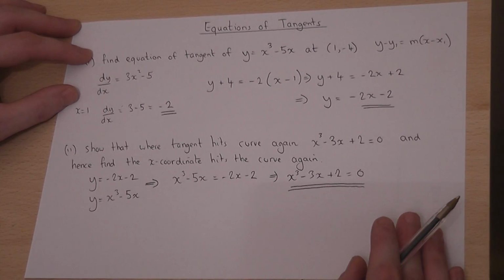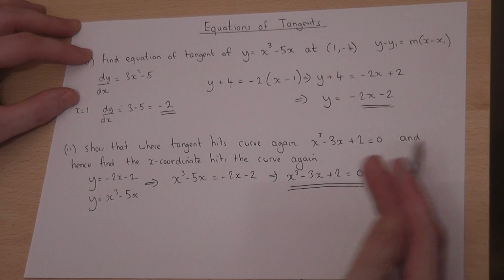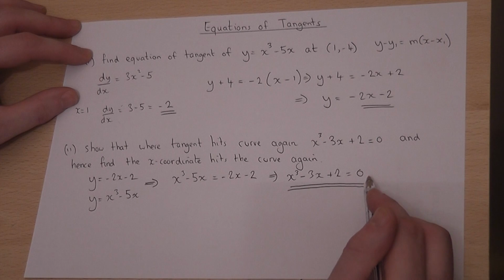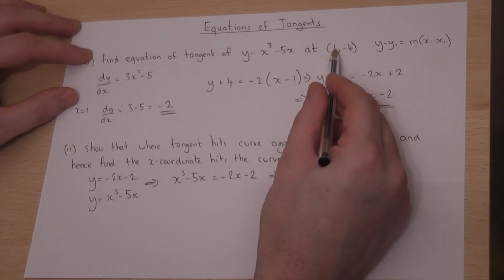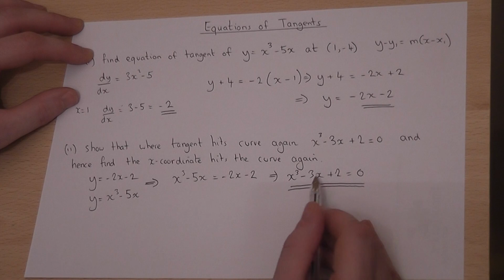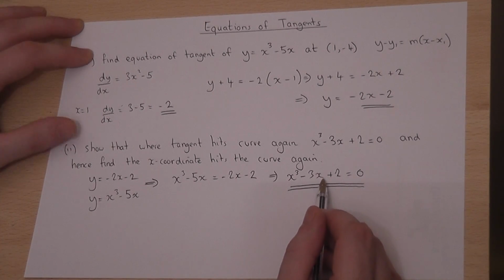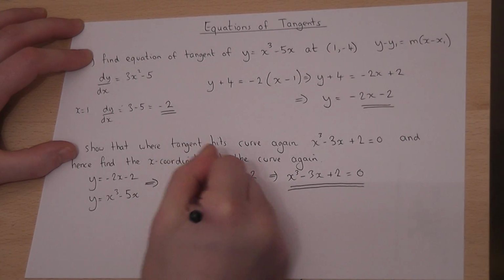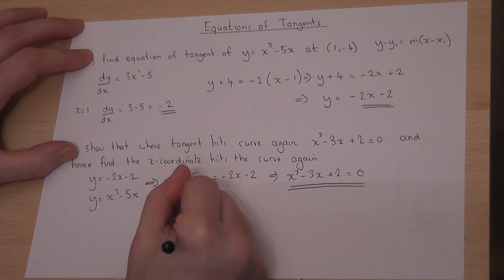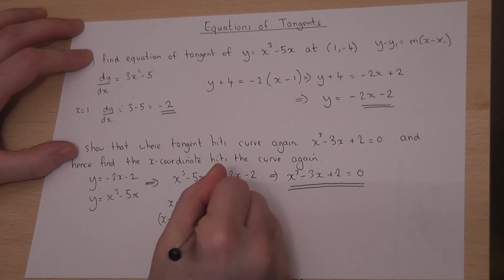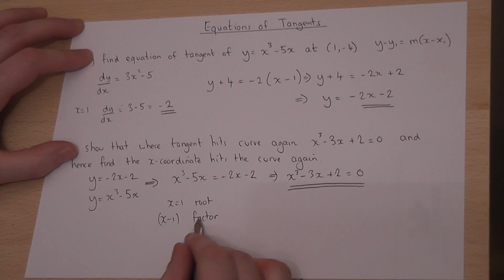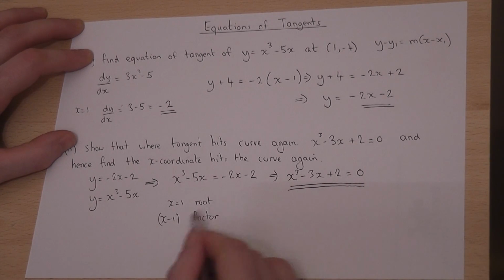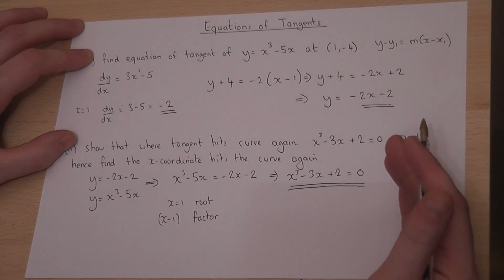Well, there are various methods for this, and I'm going to go through one such method. Now we know that one such solution is x equals 1. That was a solution to where the tangent hits the curve, by definition. So if 1 is a solution, then x minus 1 must be a factor. So x minus 1 must be a factor of that equation there. So I can divide this equation by that factor to get a simpler equation to then try and solve.